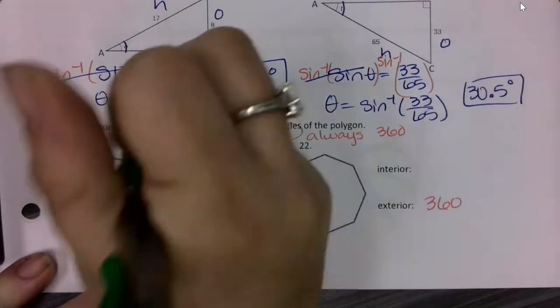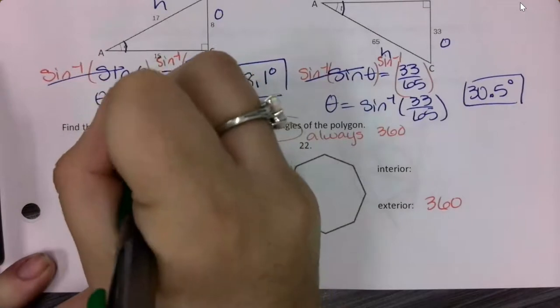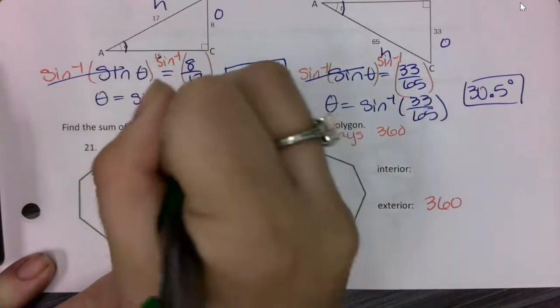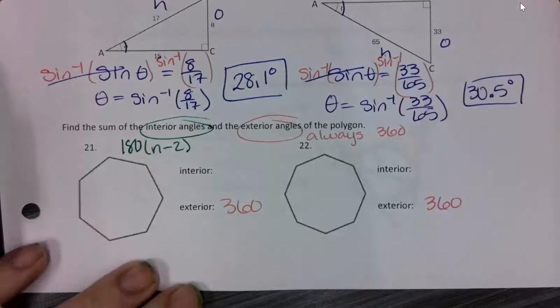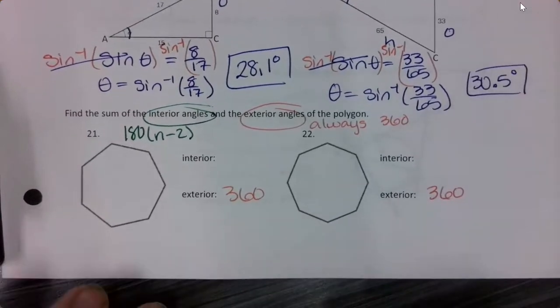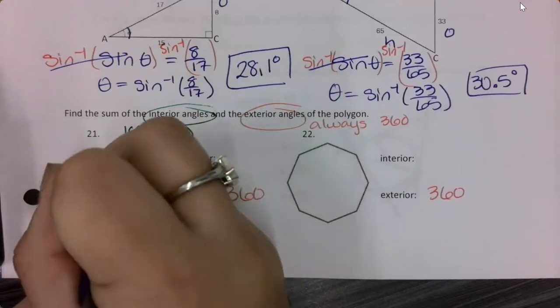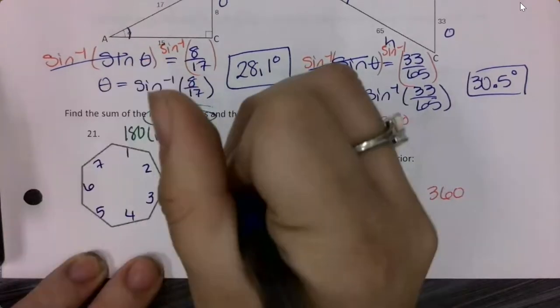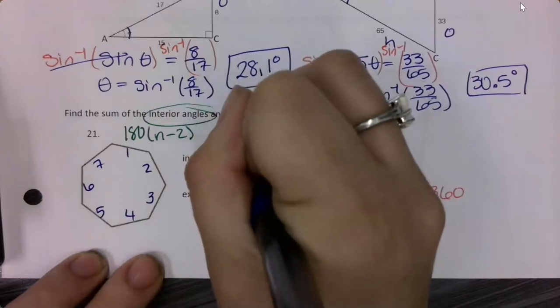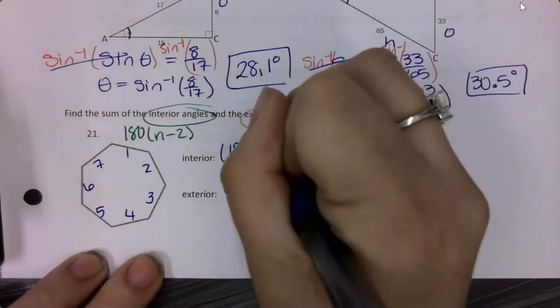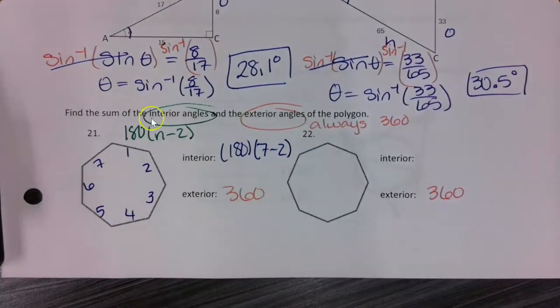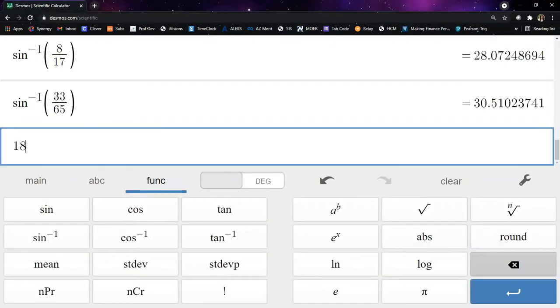For my interior angles, I want to use the formula n minus 2 times 180. So if I take a look at number 21, I want to count how many sides it has, because that's what the n stands for. I have 7 sides, so I'm going to do 180 times 7 minus 2. So I can go to Desmos and type that in, which gets me 900 degrees.